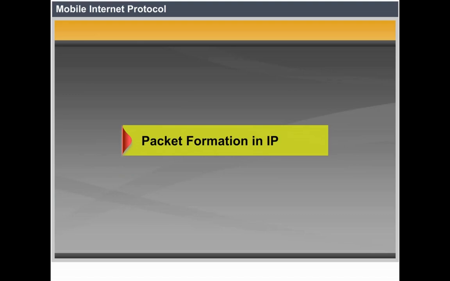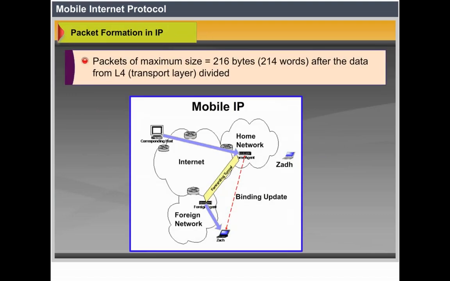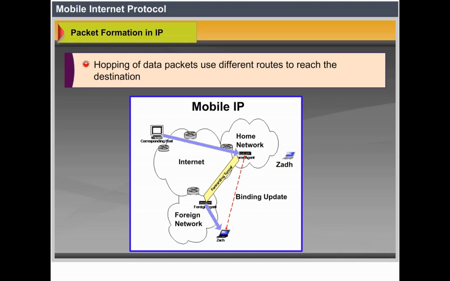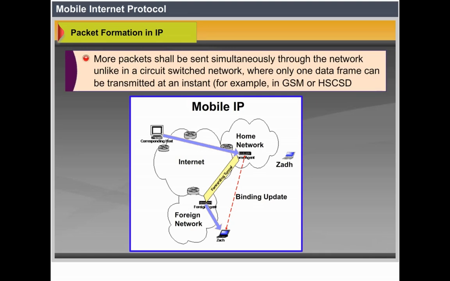Packet formation in IP. Packets of maximum size equal to 2^16 bytes, 2^14 words, are formed after the data from the L4 transport layer is divided. A packet-switched network can be used for transmission. Hopping of data packets uses different routes to reach a destination. More packets can be sent simultaneously through the network, unlike in a circuit-switched network where only one data frame can be transmitted at an instant, for example, in GSM or HSCSD.